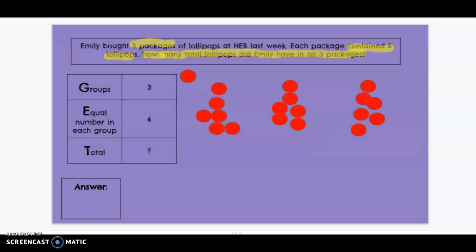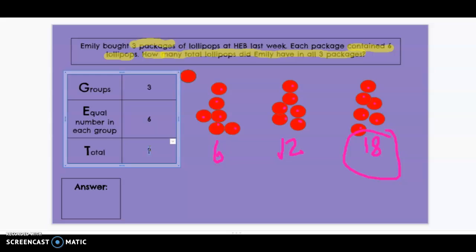So now I can count them. 1, 2, 3, 4, 5, 6, 7, 8, 9, 10, 11, 12, 13, 14, 15, 16, 17, 18. Okay, so now we're going to write our answer. We do have a total. So the total is going to be 18.